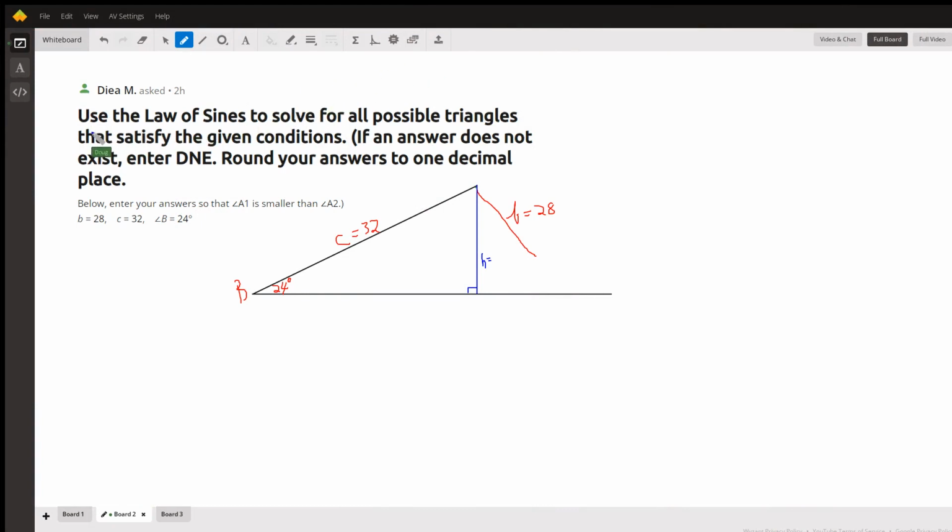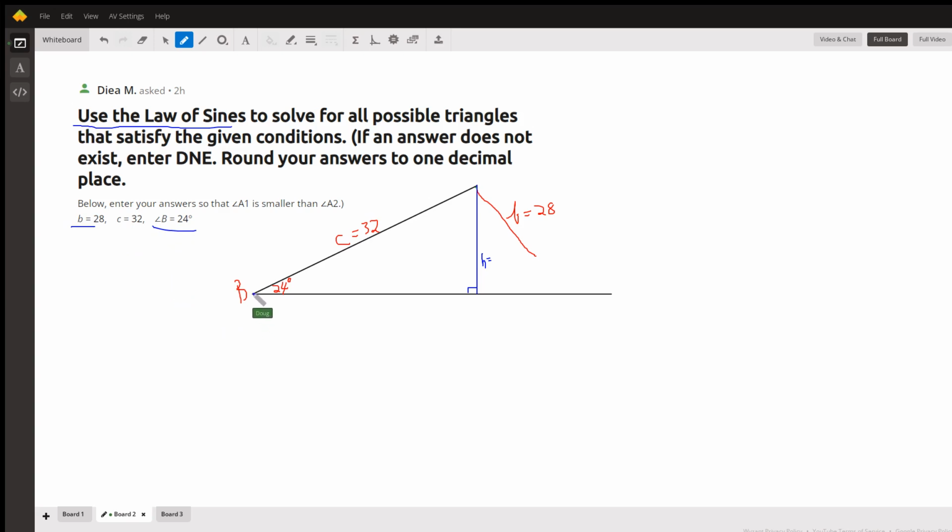Okay, I'll go through this fairly quickly, so you might want to pause the video here and there to make sure you understand what's going on. This is actually the law of sines ambiguous case because we're given an angle, a side opposite, and then one of the sides included in the given angle.